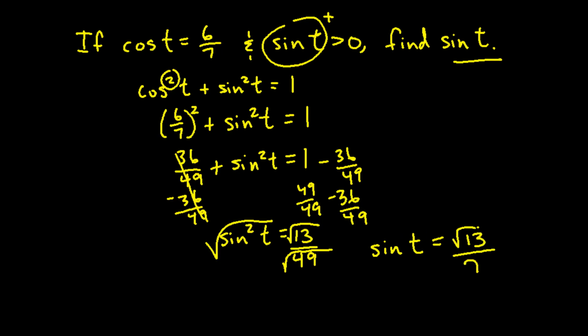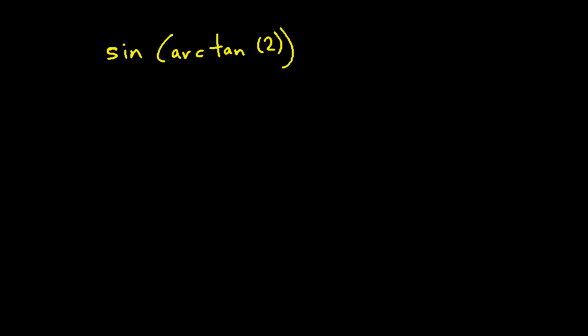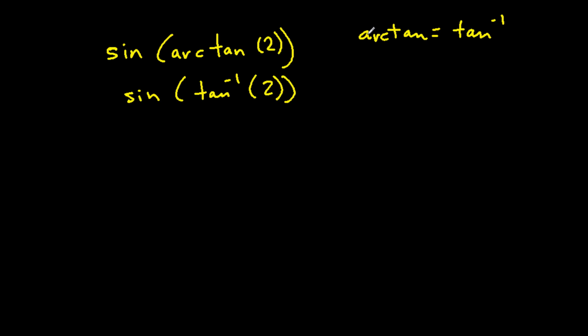That's the exact answer. The next question you can just type right into your calculator, as they're asking us to find the approximation rounded to 4 decimal places. So remember that arctan is the same as tangent inverse on your calculator, which is often the second function of the tangent button. So you'll just type in sine, left parenthesis, tangent inverse, left parenthesis 2, and then right parenthesis, right parenthesis. And it should pop out the value rounded to 4 decimal places of 0.8944.